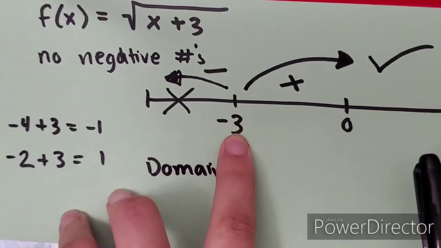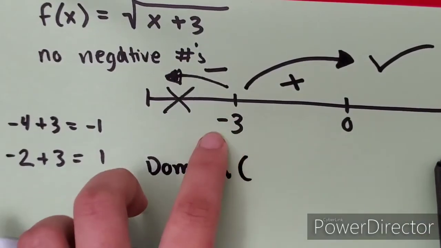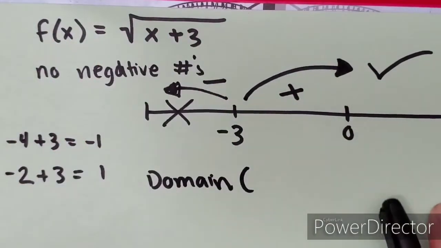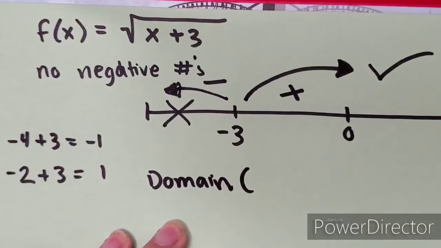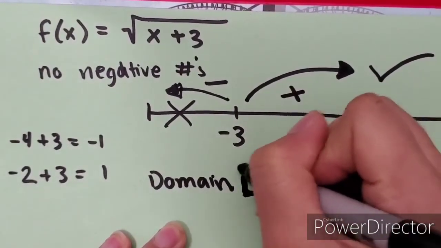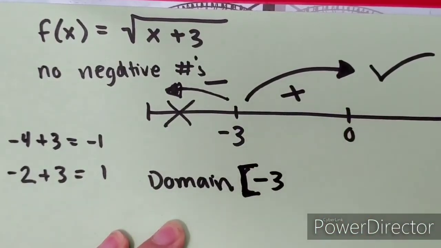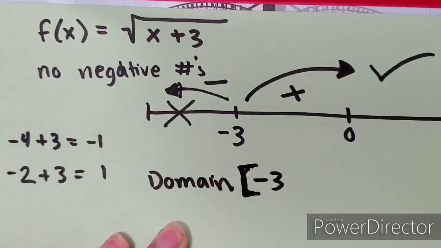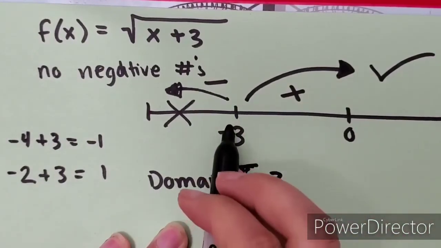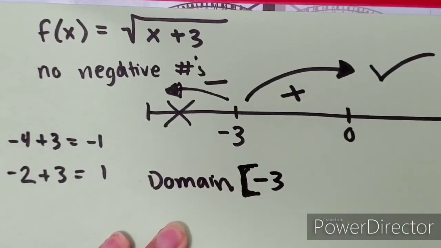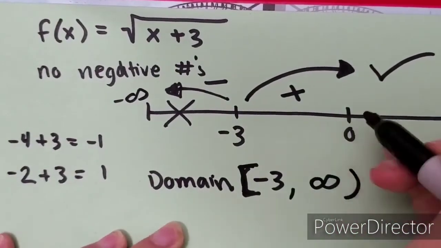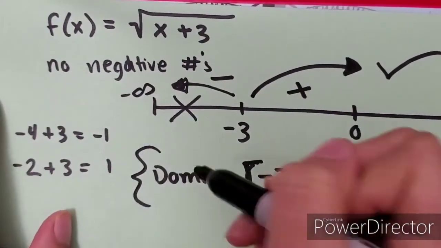So let's see, negative 3 plus 3 equals 0, and 0 is okay being inside the square root, so it would be okay to include negative 3. So we'll use brackets, bracket negative 3. And we don't use anything over here because over here is negatives, and we don't want to use negatives. And everything on this side would make it positive, so it'll be okay if it heads towards this direction, which is positive, and this is negative. So it'll be positive infinity. And that is your domain for the equation.